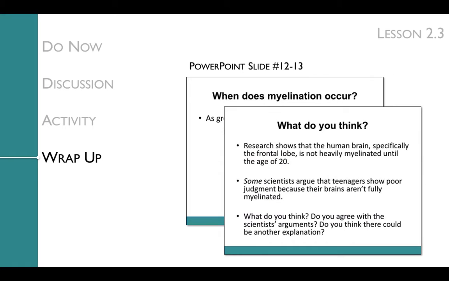Because the data shows that the human brain, specifically the frontal lobe, is not heavily myelinated until the age of 20, some scientists argue that teenagers show poor judgment because their brains aren't fully myelinated. You'll then ask the students what they think. Do they agree? Do they disagree? Could there be another explanation? Do they have any additional evidence to back up their claims, one way or another?